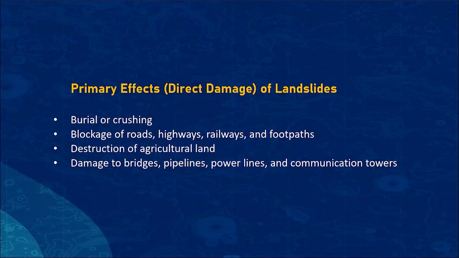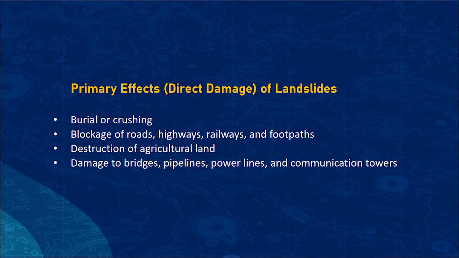Destruction of agricultural land. Farmland, tea gardens, orchards, and forests are buried under debris or swept away, ruining crops, soil, and livelihoods. Damage to bridges, pipelines, power lines, and communication towers. Essential infrastructure is broken or buried, cutting off electricity, water, phone lines, and internet in affected areas.